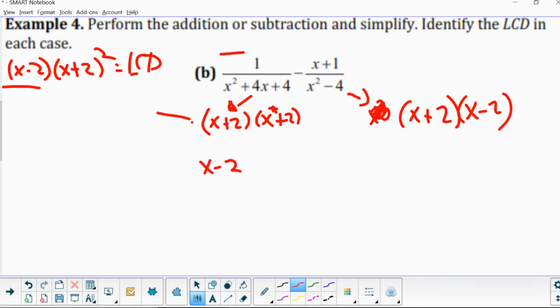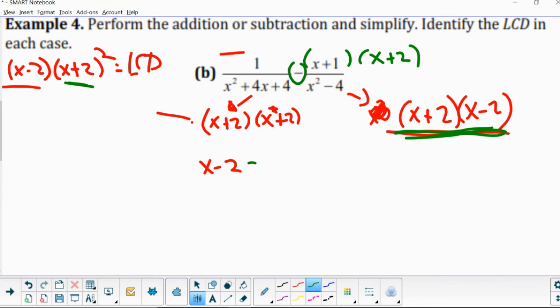And then what do we have to multiply this one by? The x plus 2, right? So for the second one, notice it's missing one of the x plus 2's. So we're going to multiply this one by the x plus 2 up here. Again, we're not going to forget about that negative sign. We're going to bring it down with us.